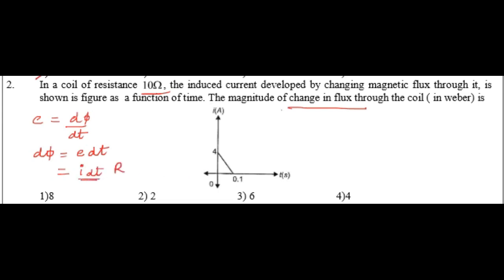This I dt is nothing but the area of this triangle. Area of the triangle is half into base into height. Half into base is 0.1, into height is 4, this I dt gives the area of the triangle, and then into R. What is the resistance? Resistance is 10 ohm. So that's 0.2 into 10, so that is equal to 2. The change in flux is 2, this is in Weber.